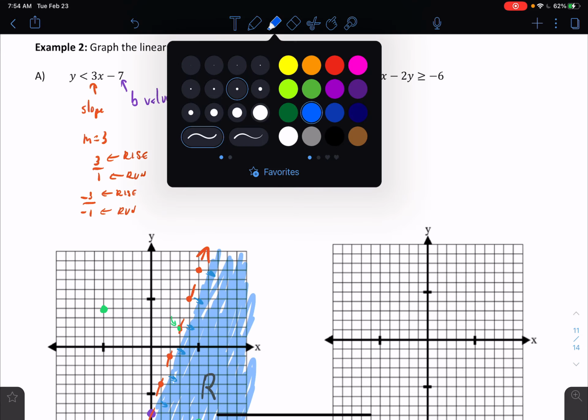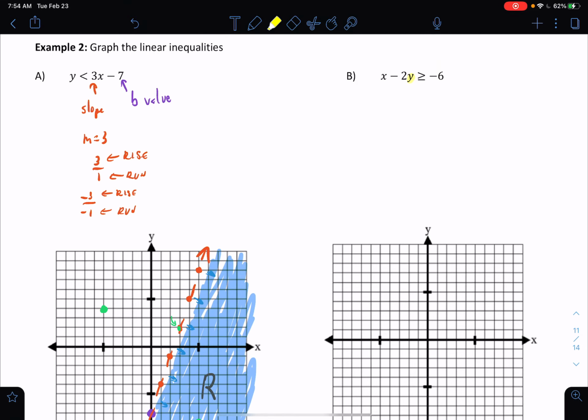So we've got to do a couple things to get into slope-intercept form, which means we've got to solve for y. We've got to get the y by itself. So first thing I'm going to do is subtract the x from both sides. So I get negative 2y greater than or equal to negative x minus 6. Then I have to divide everything by negative 2. So I'll get y, and this is where we've got to be careful because we divided by a negative. So I have to remember to flip the inequality symbol.